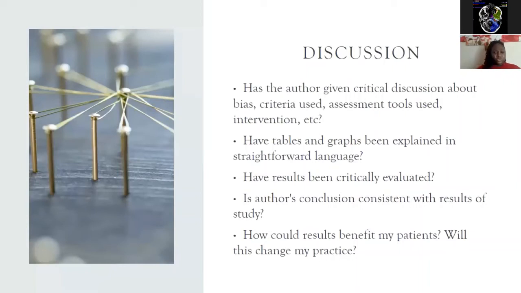Now going to the discussion. You need to ask, as the author giving critical discussion about bias or the criteria used, the assessment used, as the tables and graphs, have they been explained in straightforward language? These results, have they been critically evaluated? And is the author's conclusion consistent with results of the study? Because some studies or some papers, the conclusion will be that even though this was what we thought will happen, but this didn't happen. There are some papers like that that will state that way.